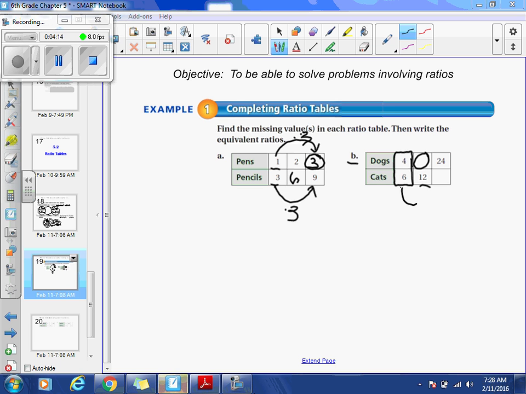So I look and I say, okay, they had 6 cats, now they had 12. How did they do that by multiplying or dividing? Well, they multiplied by 2. So if they multiply the number of cats by 2, we need to multiply the number of dogs by 2 and get 8.